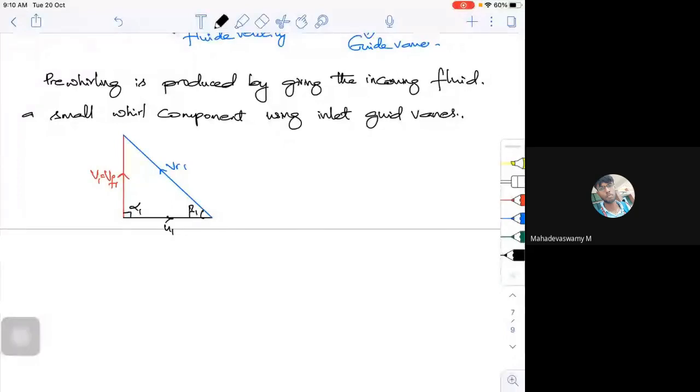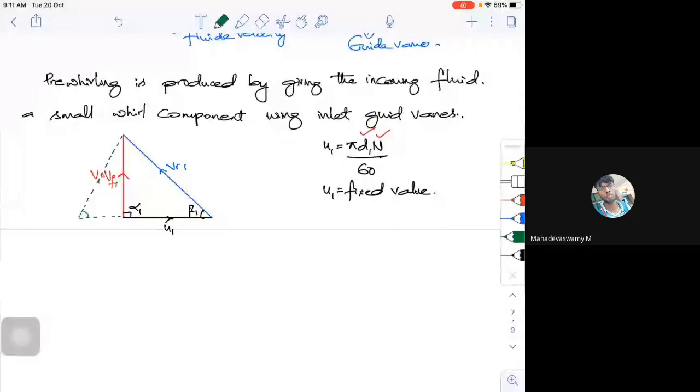One more thing you must always remember here is, U1 is equal to pi d1 n by 60. Your diameter is fixed and speed is also fixed. That means my U1 is a fixed value. I can't change this value. Now, whatever whirling I'm going to give, that means I'm going to give a whirl like this. So if I give a whirl, my velocity triangle will become something like this.